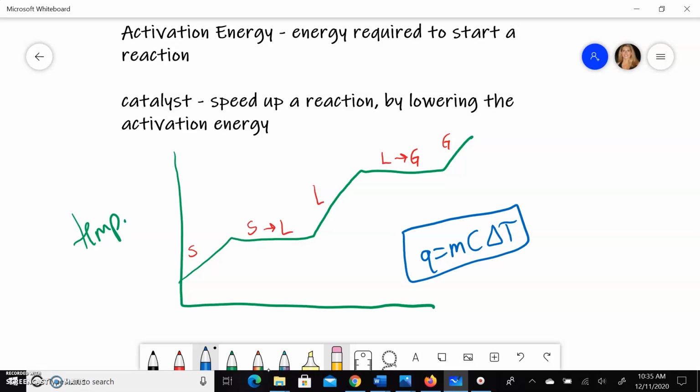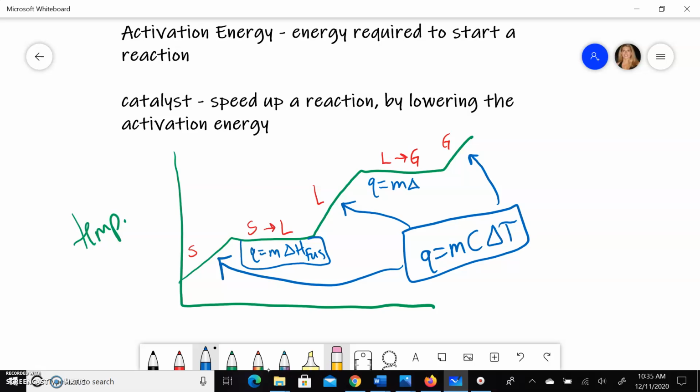You are going to use the MCAT equation anytime you have a diagonal line. So you can use it for the gas line, the liquid line, and the solid line. And you're going to get C from the reference packet. And then delta T means the change in temperature, so it would be final minus initial. For this first flat line, you're going to use Q equals the mass times the delta H fusion. And for the top flat line, it's the same equation except you're going to use delta H vaporization.